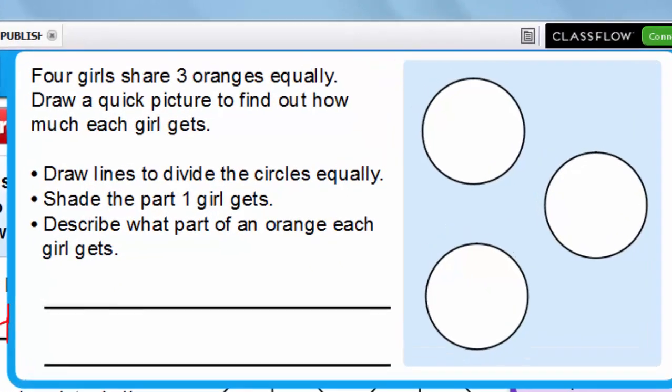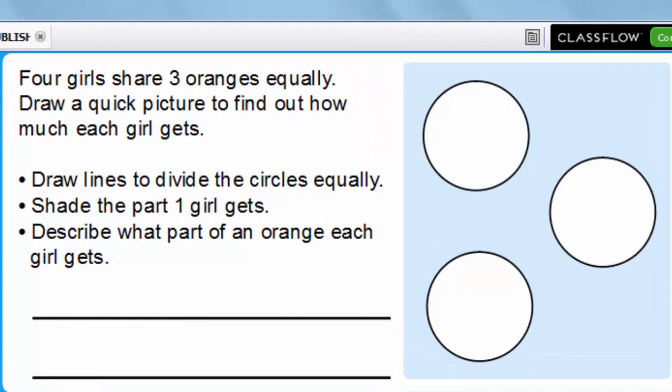Here's another problem. 4 girls share 3 oranges equally. Draw a quick picture to figure out how much each girl gets. Draw lines to divide the circles equally, shade the part that one girl gets, and describe what part of each orange each girl gets. So let's think.